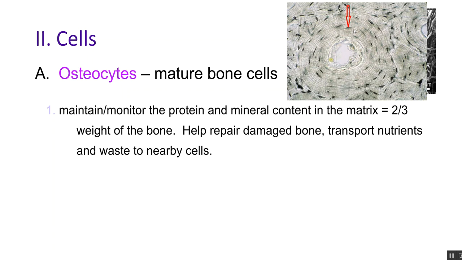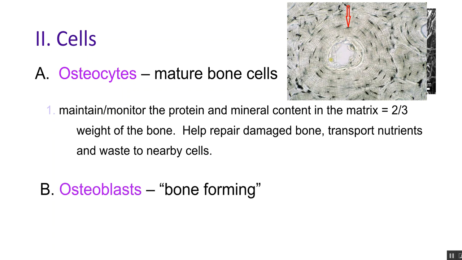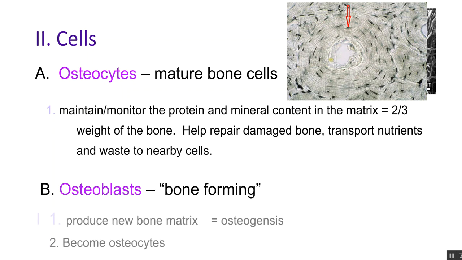The next type of cell we're going to talk about is what makes osteocytes. So osteoblast. Again, osteo means bone, blast means forming. So these cells make new bone matrix, they actually make the bone, and that's called osteogenesis. These eventually will become osteocytes as they mature.